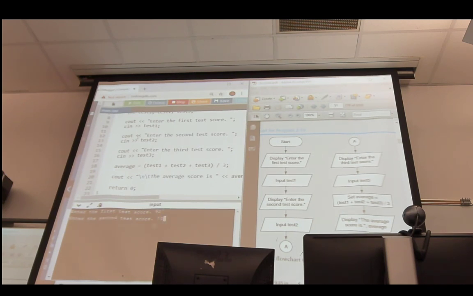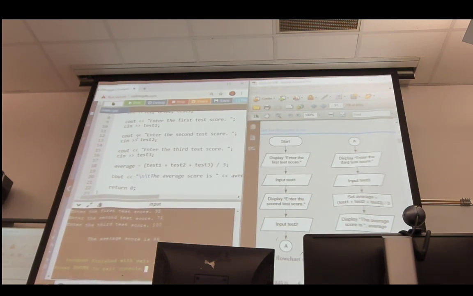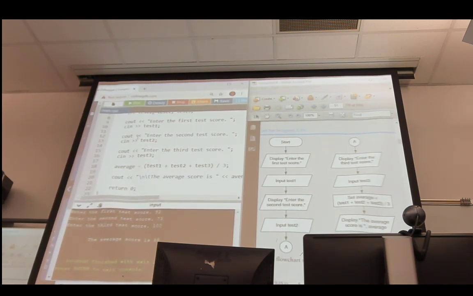92, 73, 100. You see what I'm saying? Because everything on the right side is integer. I got integer values because test 1, test 2, and test 3 are int, and then I'm dividing by what? 3, which is what? Int. And so when I do that, it's going to carry over or assign to the right side int.